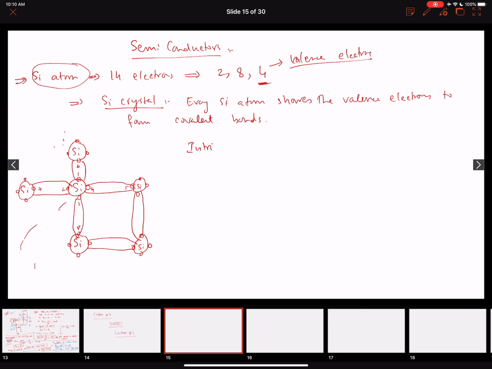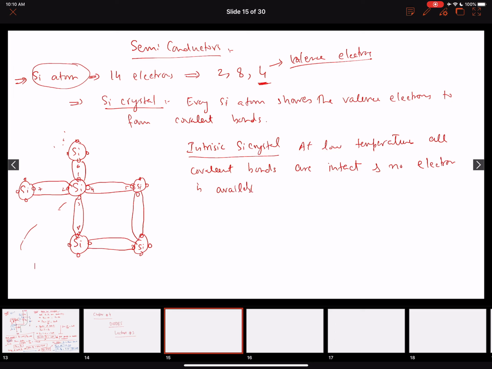So let's define what is an intrinsic silicon crystal. At low temperatures, all covalent bonds are intact and no electron is available to conduct current.